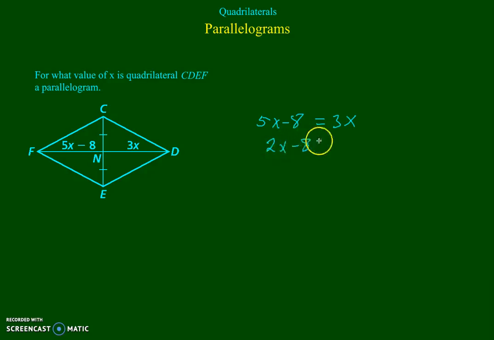2x minus 8 equals 0. Add the 8. 2x equals 8. Divide by 2. X equals 4. Therefore, x has to be 4 for this side to be congruent to this side, and therefore these diagonals bisect each other, and therefore this is a parallelogram. So let's go on to another example.